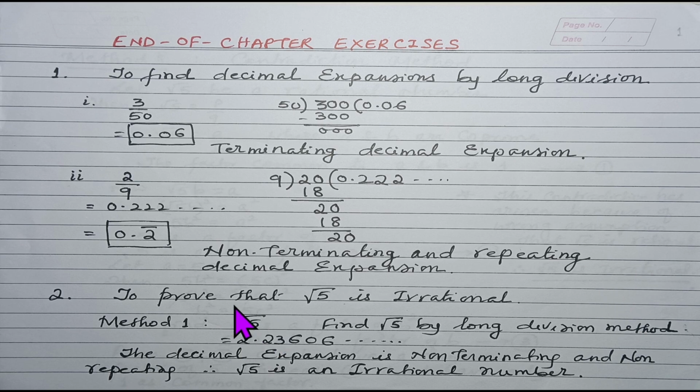Now in the first method, find the decimal expansion of root 5 by long division method, which is 2.23606... That means you find the decimal expansion is non-terminating and non-recurring, and therefore root 5 is an irrational number. By the definition of an irrational number, we know that any irrational number has a decimal expansion which is non-terminating and non-recurring, and therefore we find root 5 has a decimal expansion which is non-terminating and non-recurring, and therefore root 5 is an irrational number.